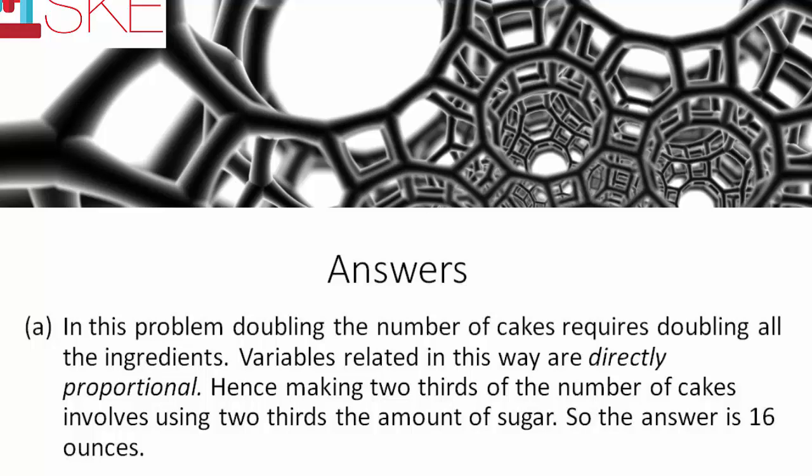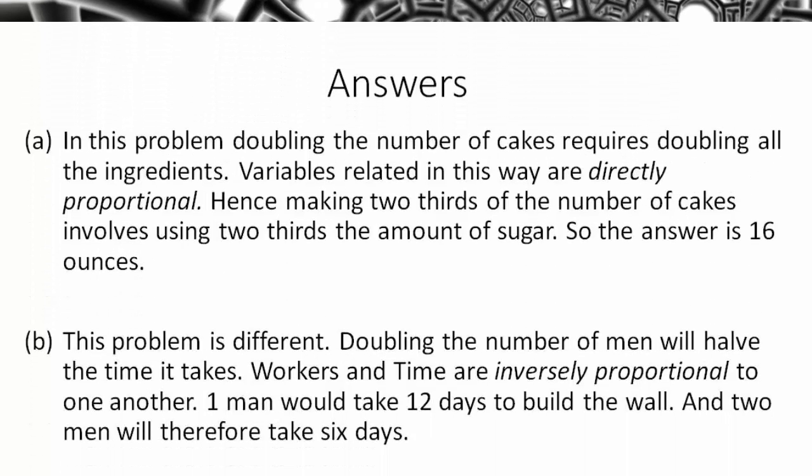It's relatively easy to solve now because we need to make 2/3 of the number of cakes, and that means we need to use 2/3 of the amount of sugar, so the answer is going to be 16 ounces. For our second problem though, it is different, because doubling the number of men building the wall should surely halve the time it takes. It's not going to take twice as long with twice as many people, or at least that is certainly not what is implied by the question.